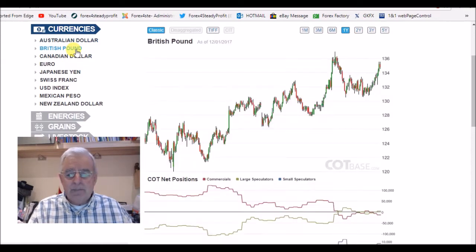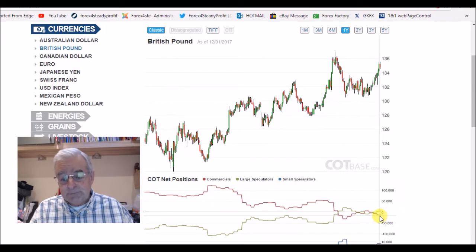If you look at the British pound, it's taken an even more bearish position. We've seen a rise and rise of the British pound. On Friday, it went up again.